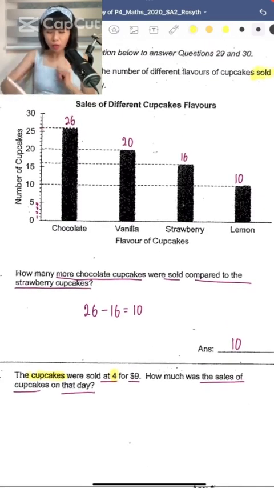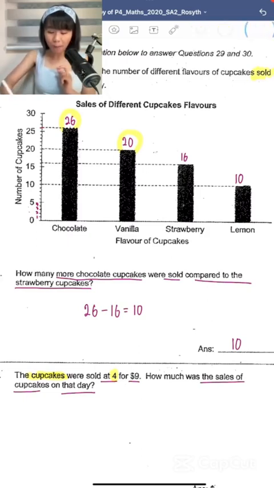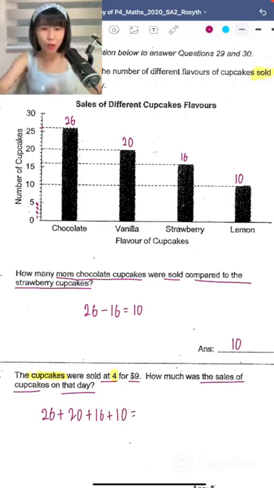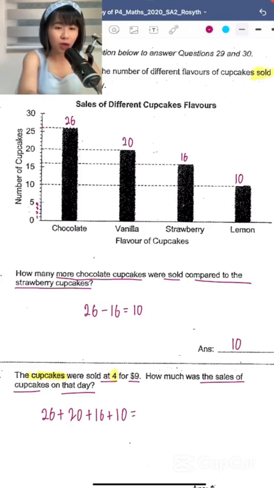So please do not take 26 divided by 4 times 9 or 20 divided by 4 times 9. Don't do it individually, okay? Because you can mix around. So you should try to combine them by first adding all the different cupcakes and find out how many there are first. Okay, I trust that you can do the calculation for this. If you do the calculation correctly, you should have 72 cupcakes.